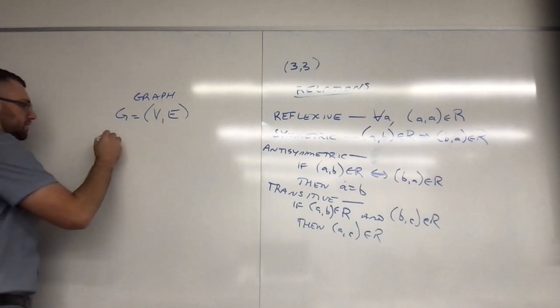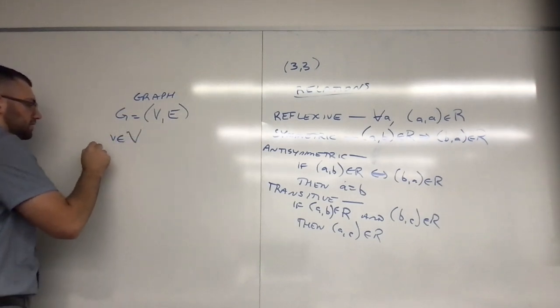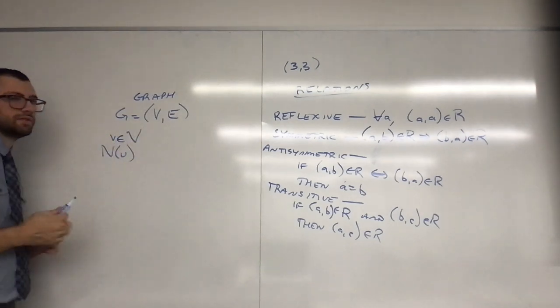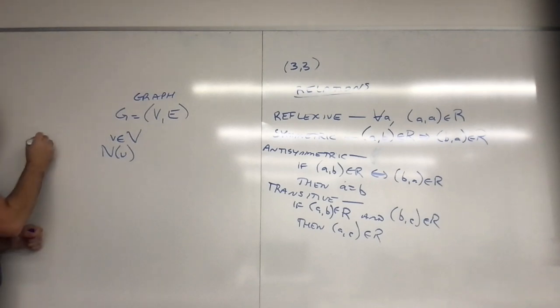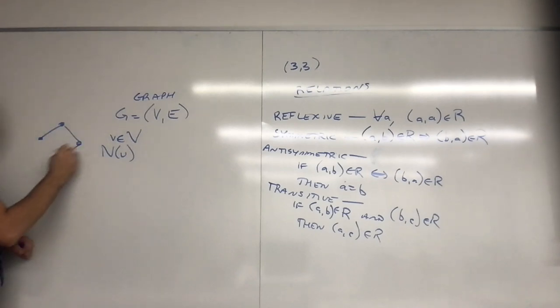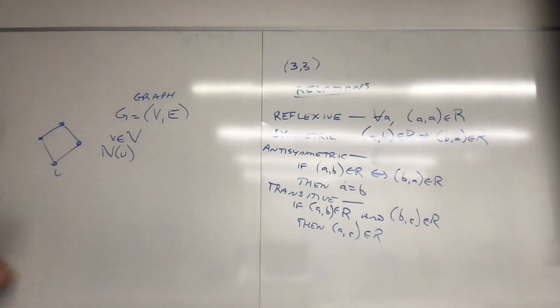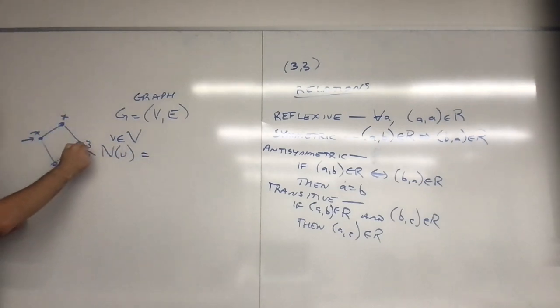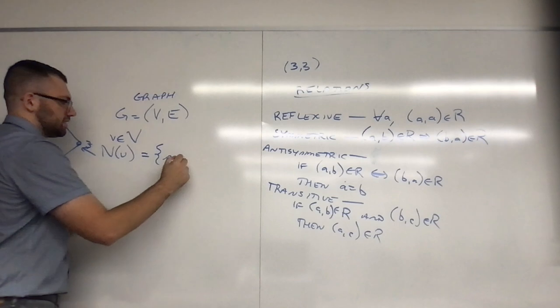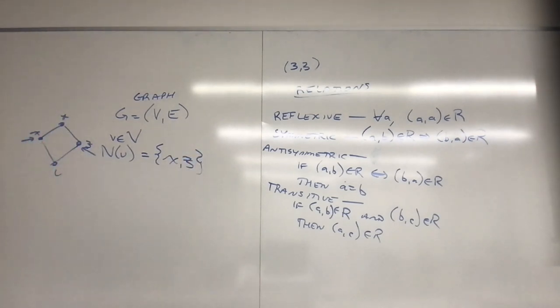So let's say that we have some vertex v in V. Does anyone know what the notation N(v) means? No? It's the neighbors of v. So if you have some graph, say this is v, the neighbors of v are going to be this one and this one, right? All the things that are directly connected to v. So N(v) is a set. In this case, if this was like x, y, z, N(v) would be {x, z}. So just the two things that are directly connected to v.